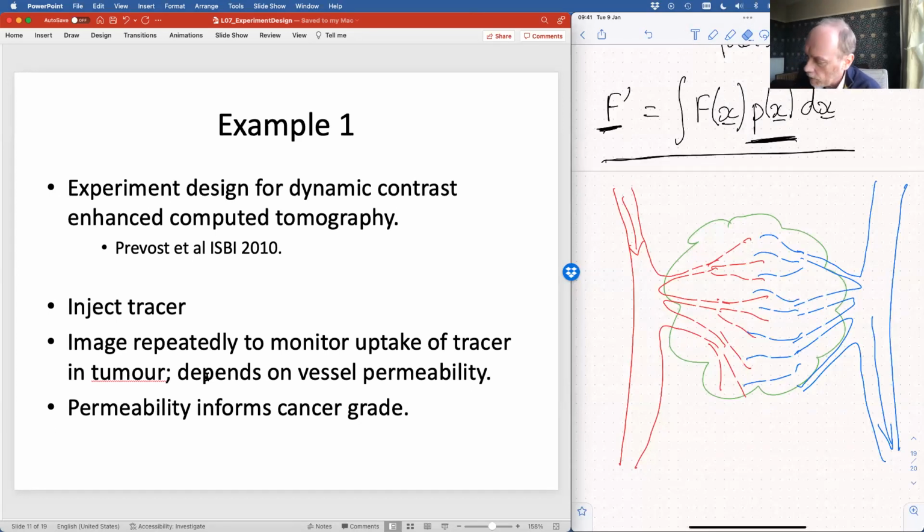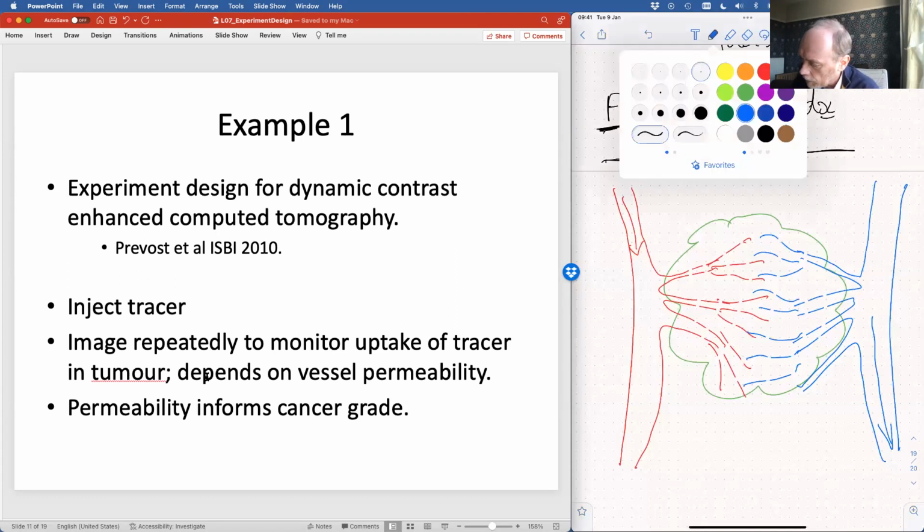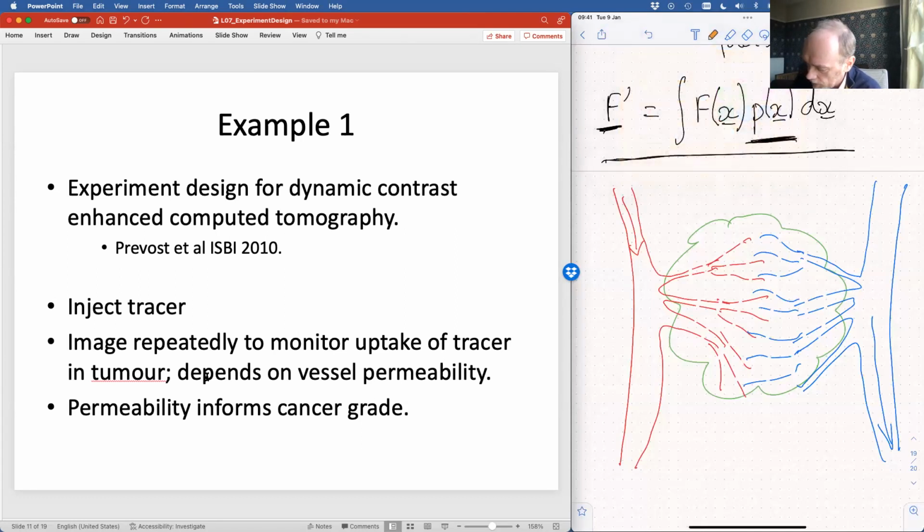And that means that when some radio tracer arrives at the tumor, so a radio tracer gets injected, enters into the blood supply, comes down the arteries and will come into a tumor. And because the blood vessels in the tumor are leaky, they're highly permeable, the radio tracer will very rapidly find its way out into the body of the tissue of the tumor.